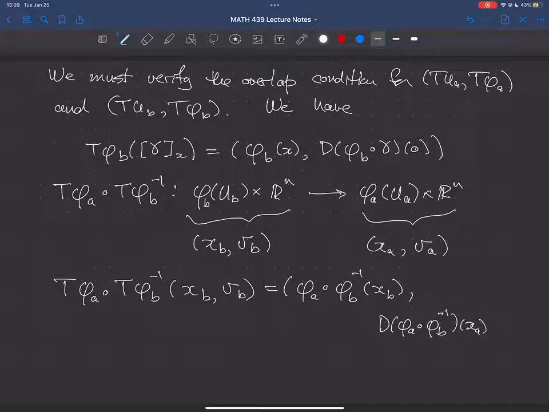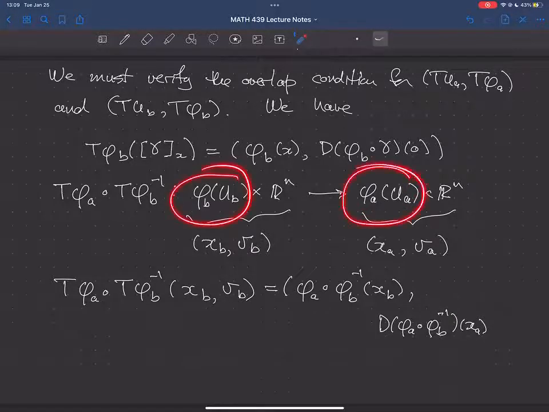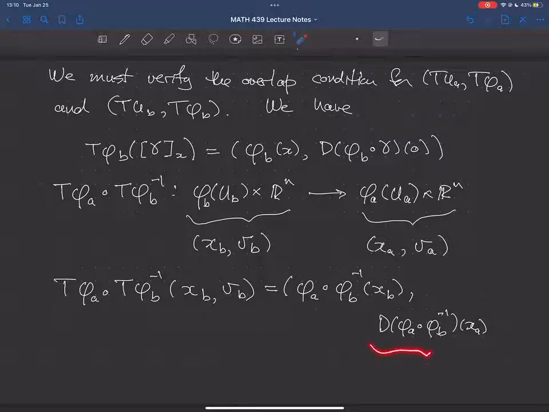Okay, so what's this thing? This is the Jacobian of this map. So I take this map, which is now a map from phi B of UB into phi A of UA, and take the derivative of that, right? That's what this thing is. Okay, so this is just a matrix. What's the shape of this matrix? How many rows and columns does it have?